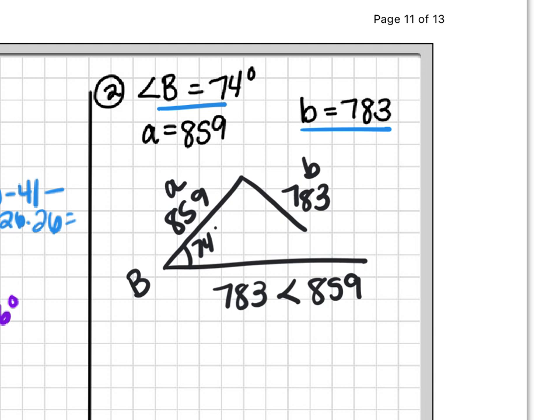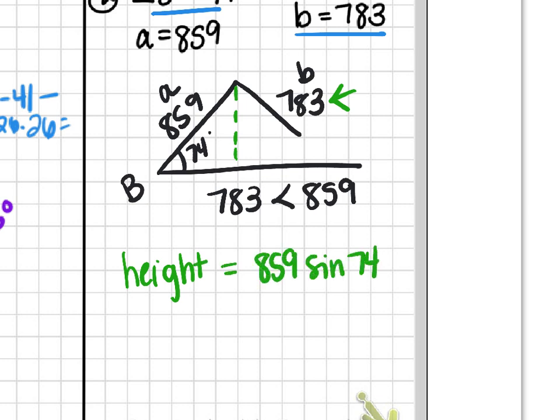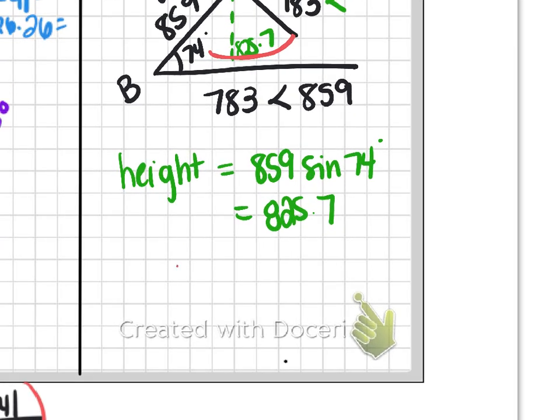We look at the height of this triangle and compare it to that hanging side to see if we even have a triangle at all to work with. To find the height, we take the fixed side and multiply by the sine of the angle that we were given. So the height of this triangle is 825.7. The hanging side is going to swing, and it's never going to be long enough to catch any part of the bottom. So our answer is no triangle exists.